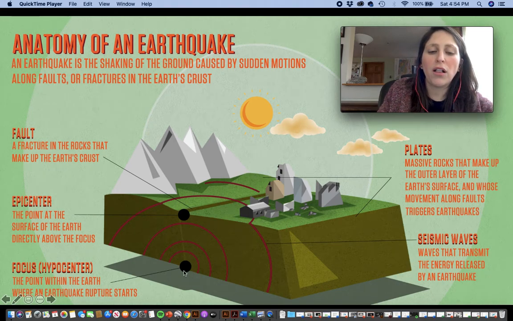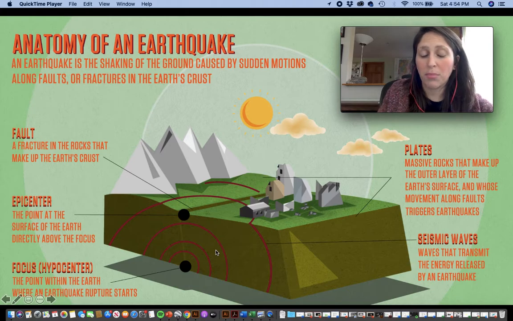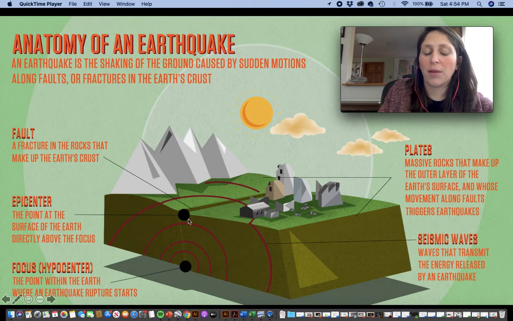If you follow this point up to the surface, we have an epicenter. This is the point at the surface of the Earth directly above the focus. If you were to follow this focus line all the way up, this would be the epicenter, where it comes to the surface of the Earth. The fault is the fracture in the rocks of the crust, and this is what causes the earthquake to happen.